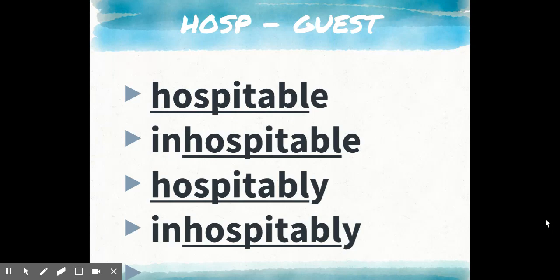And then these 4 words are kind of tricky. Hospitable, inhospitable, hospitably, and inhospitably. So if you think of hospital, those first letters in hospitable and hospitably, you can think of hospital for hospitable. And then just have an E or Y at the end, thinking about those spelling rules. And then for inhospitable and inhospitably, all you need to do is put the in at the beginning.